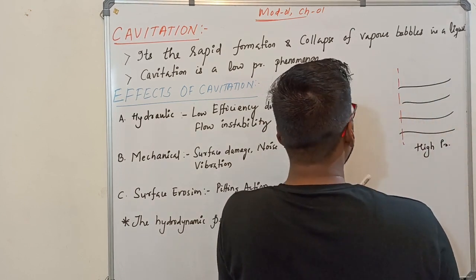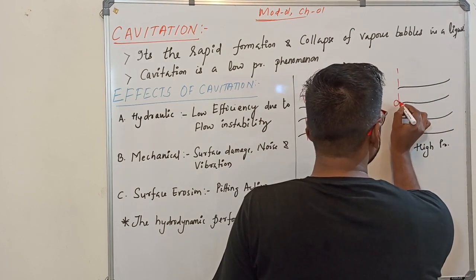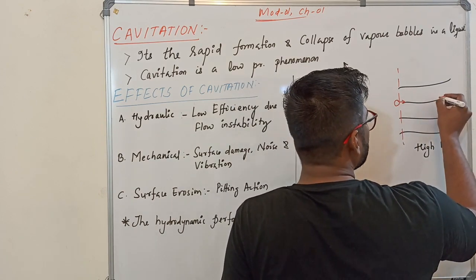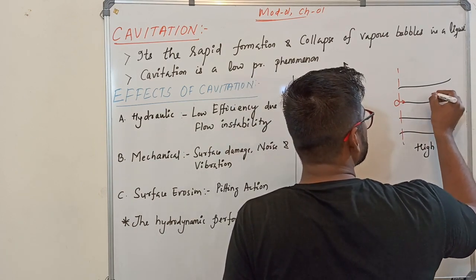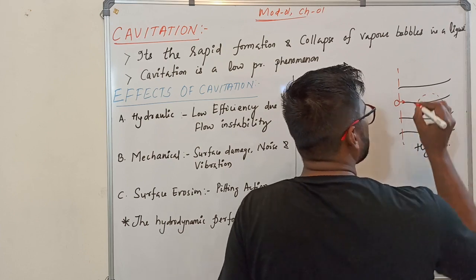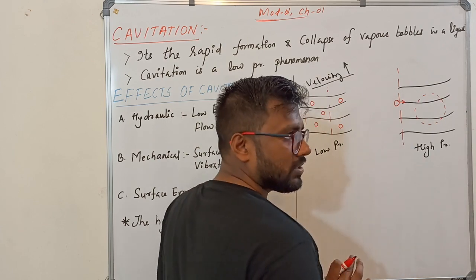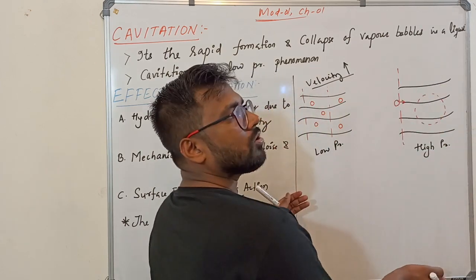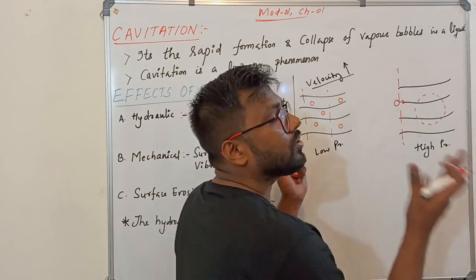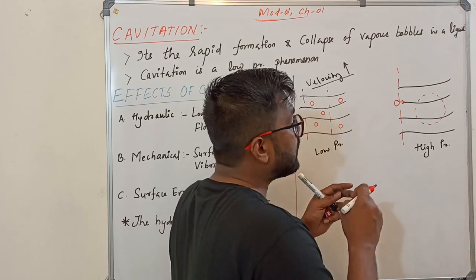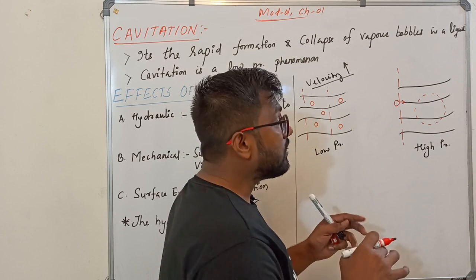So as soon as your bubbles enter, let me draw a little exaggerated view so that you'll understand. So let us say this was your bubble. As soon as your bubble enters the high pressure region, the bubble was occupying more space. It will collapse. When it collapses, it will implode, it's not explode, it will implode.